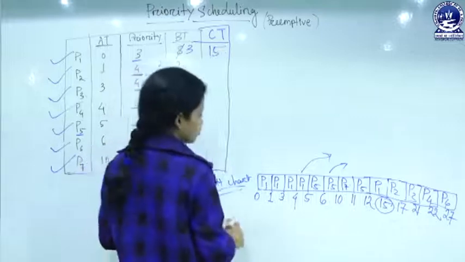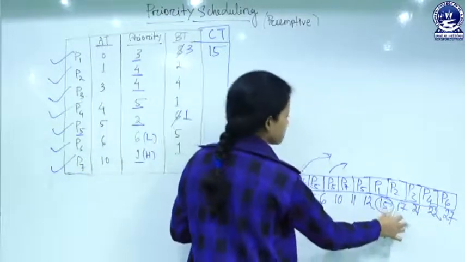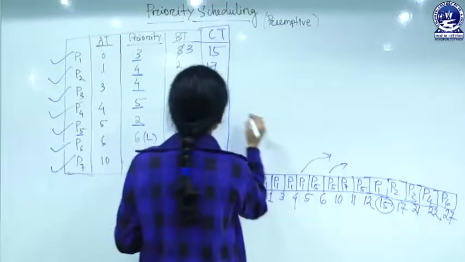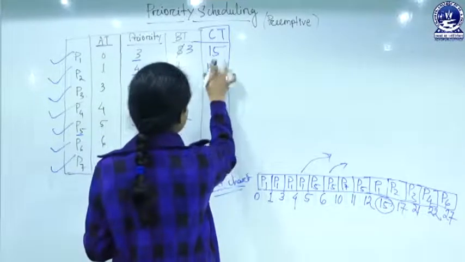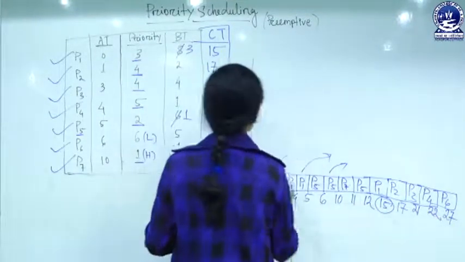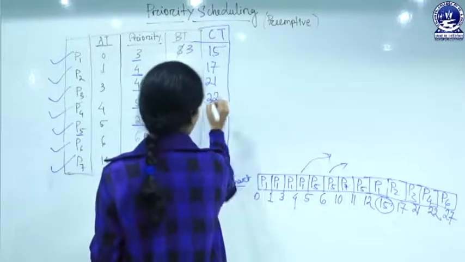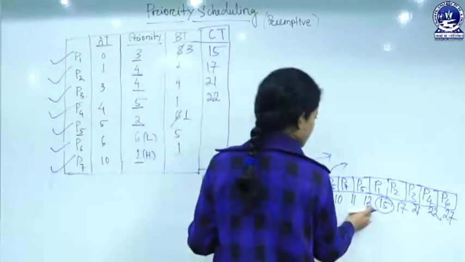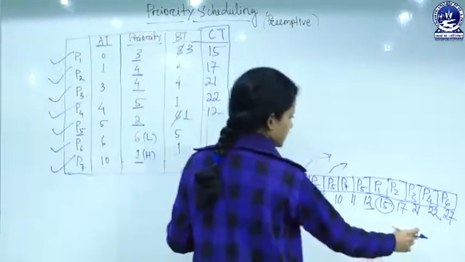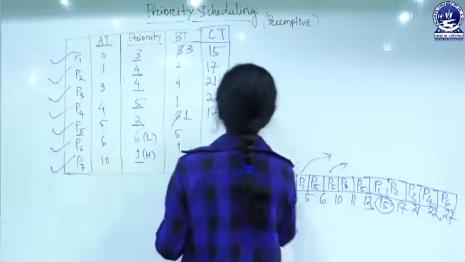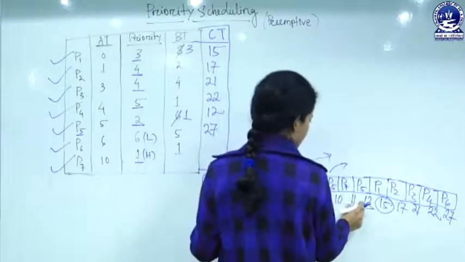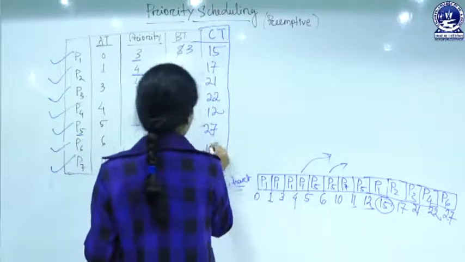For P2, the completion time is 17. For P3, that is 21. For P4, the completion time is 22. For P5, the completion time is 12. For P6, the completion time is 27, and for P7, the completion time is 11.